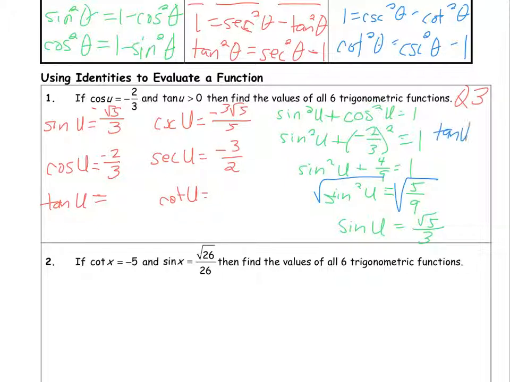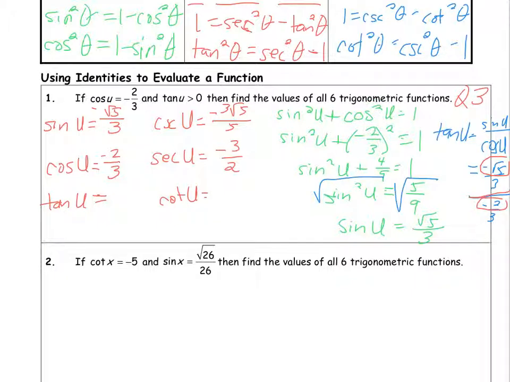Tangent of u equals sine u over cosine u. What is the sine? Sine was negative square root of 5 over 3, divided by, what was cosine? Negative 2/3. And again, this looks terrible, but remember, since we're dividing a complex fraction where both denominators are the same, we're really only needing to look at this divided by this.